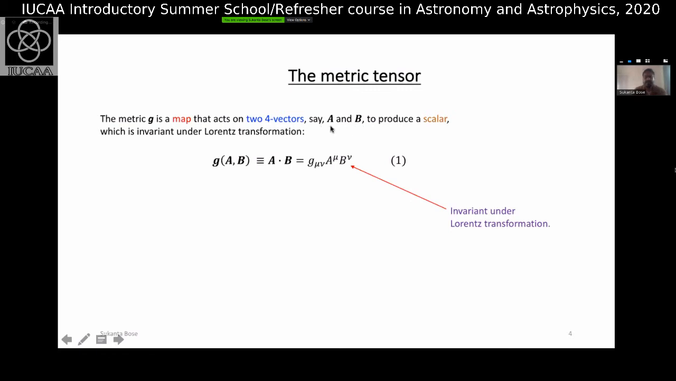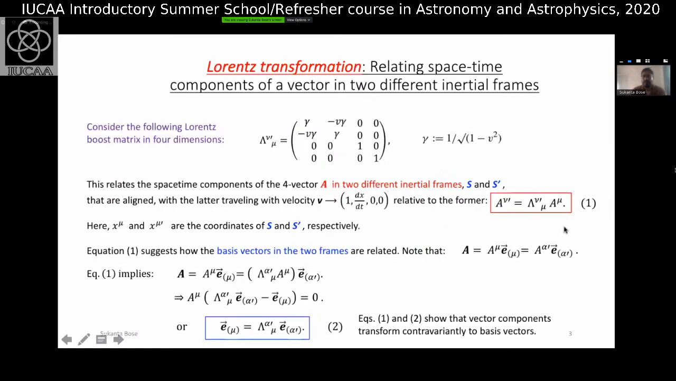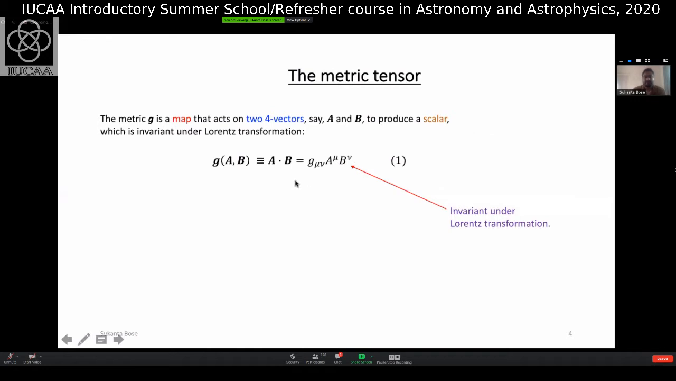But A can be any generic vector. Okay, a 4 space-time vector. B is another one. B, in a special case, can be A itself. But G is a map. G, the metric tensor, is a map that acts on 2 vectors A and B to produce a scalar. Here, by 4-vectors, I mean vectors whose components transform like equation 1. Okay, so that is my definition of a vector.